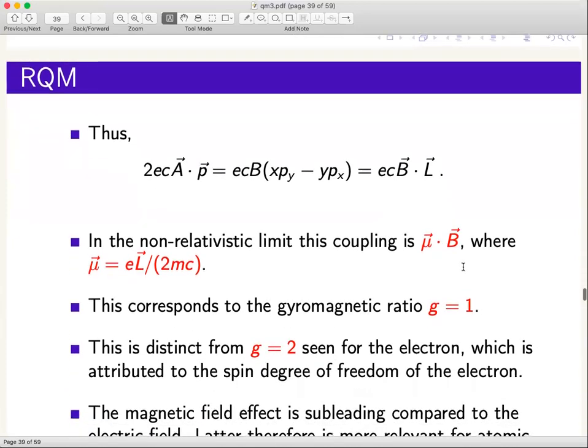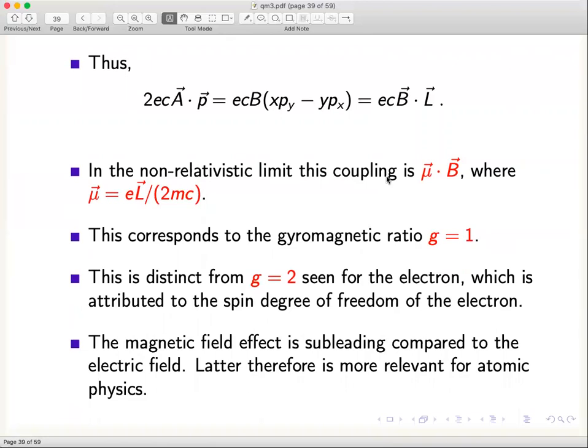Now this is of course distinct from the gyromagnetic ratio 2, which was seen for electrons. Of course we know why it is 2, because it is attributed to the spin degrees of freedom for the electron. So if you work back and use this to interpret G equals 1, you would interpret that the Klein-Gordon particle is a particle with no spin degree of freedom, or a spin 0 particle.